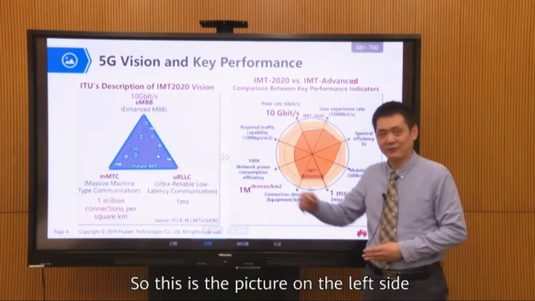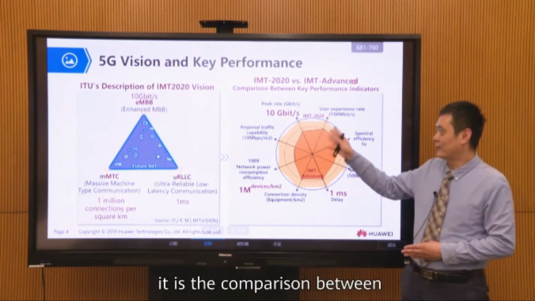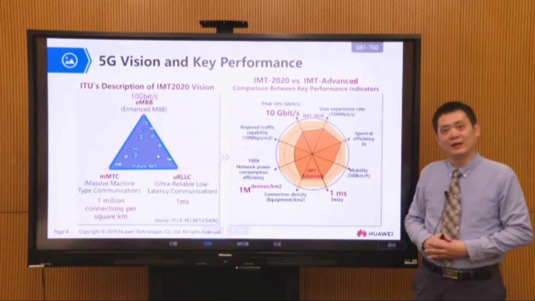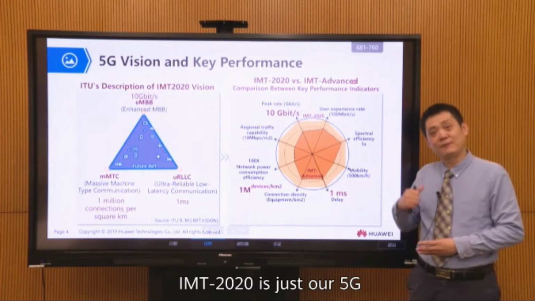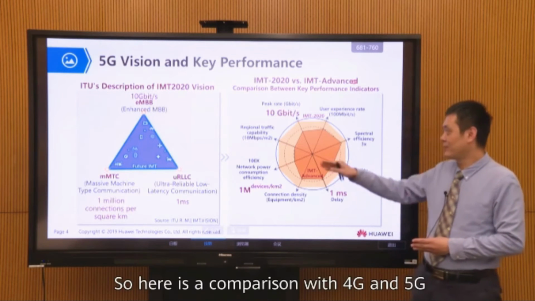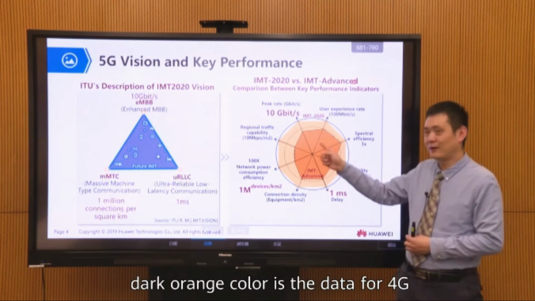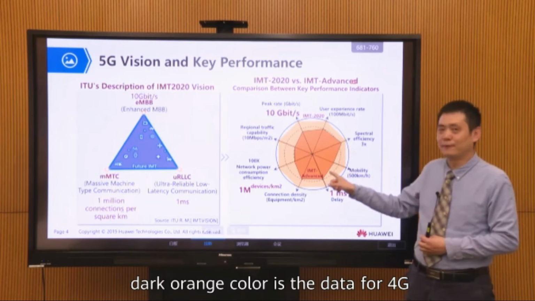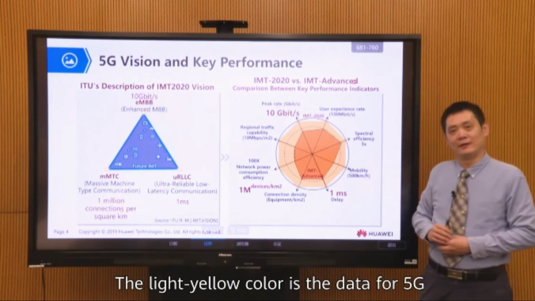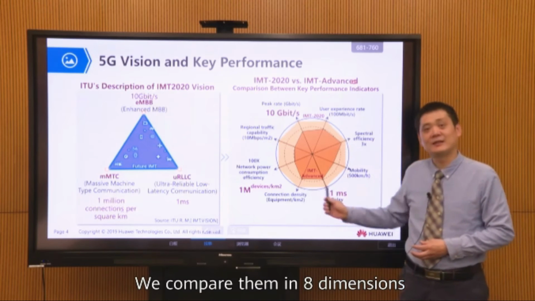So this is the picture on the left side. We have seen it before. On the right side is the comparison between IMT-2020 and IMT-Advanced. IMT-2020 is just our 5G, okay? And IMT-Advanced means 4G. So here is a comparison of 4G and 5G. The darker orange color is the data for 4G, and the light yellow color is the data for 5G, and we compare them in 8 dimensions.